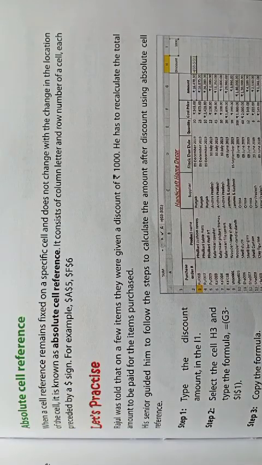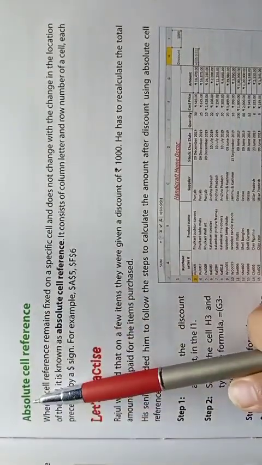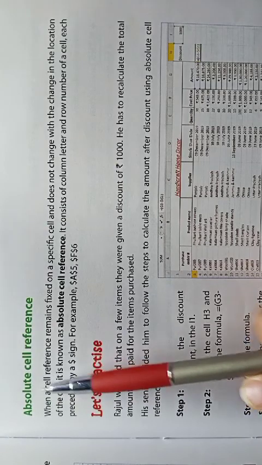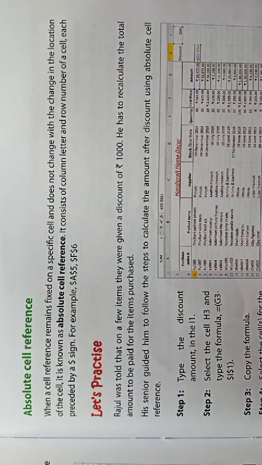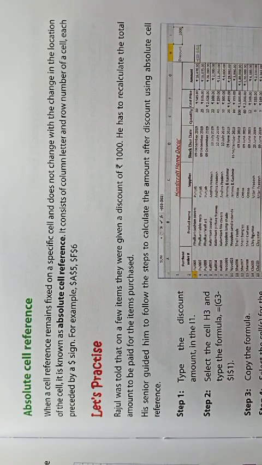Next we move on to absolute cell reference. Absolute means something which will not change. If on copying down, if on moving down, the cell address does not change and remains fixed.